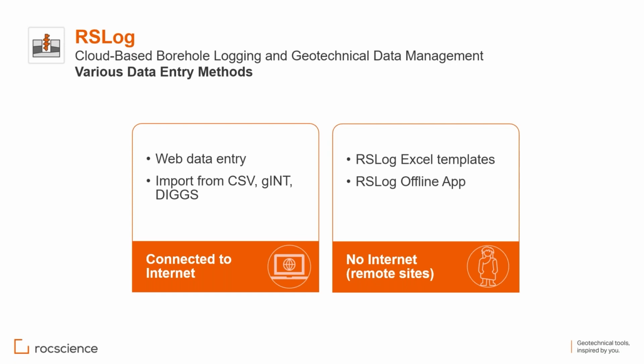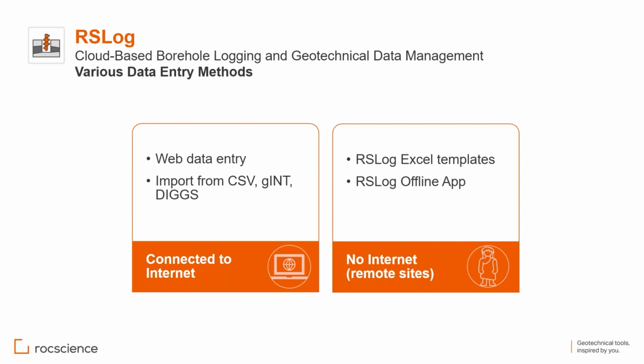If you're not connected to internet, let's say if you are on a remote site with no internet connection, no problem. There are two options for offline data entry. One is RSLog Excel templates. RSLog has its own Excel templates that you can use. You just download the template. There is one separate file for the borehole, one separate file for project. You enter the data, and then once you're back connected to internet, from within RSLog, you will upload these Excel templates, and a new project will be created.